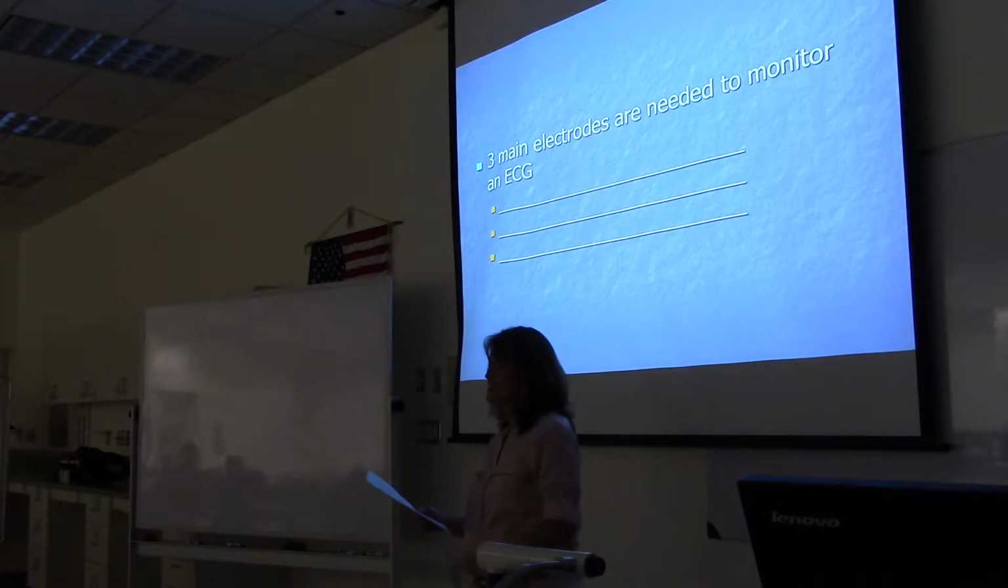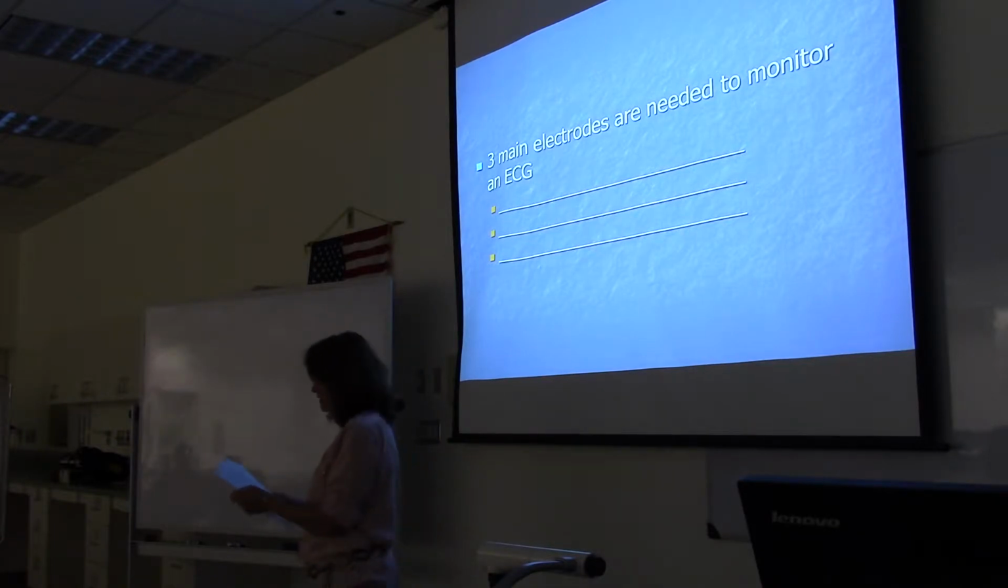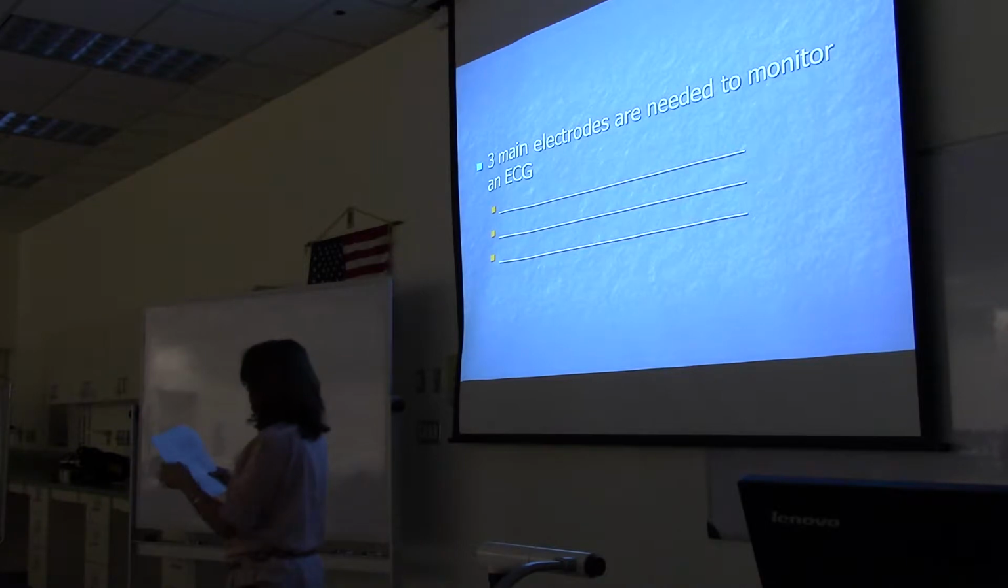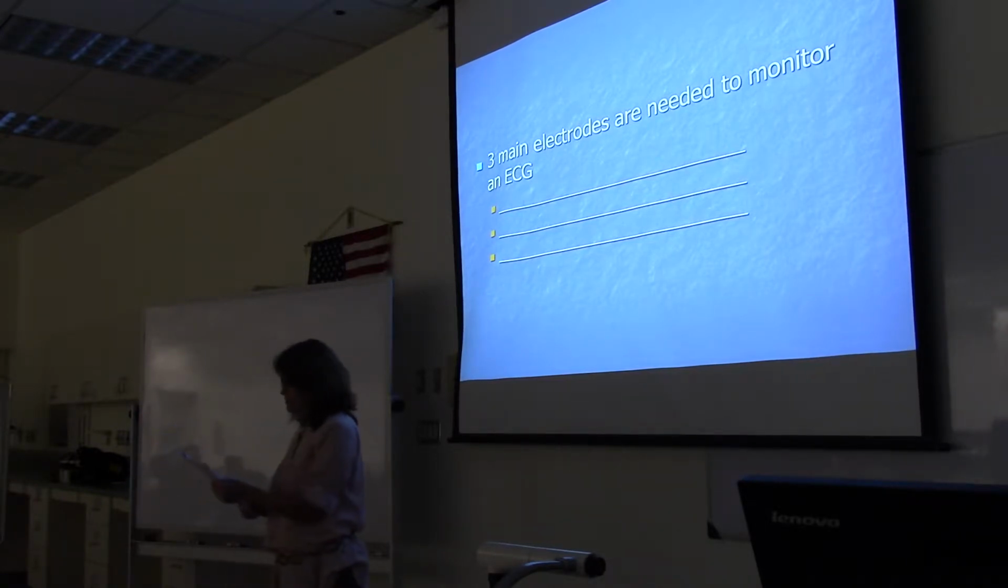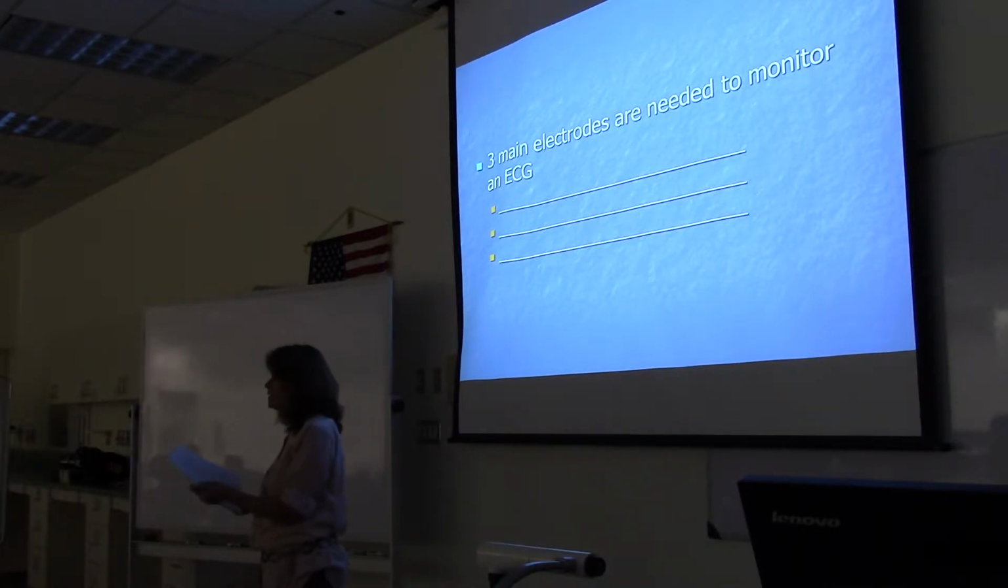Okay, some more to write down. Negative: the electrode wires are color-coded. So for negative, it's white. Positive is red. And the ground wire is black.